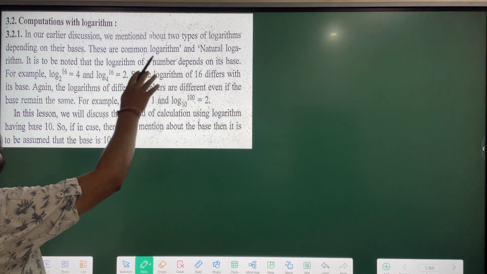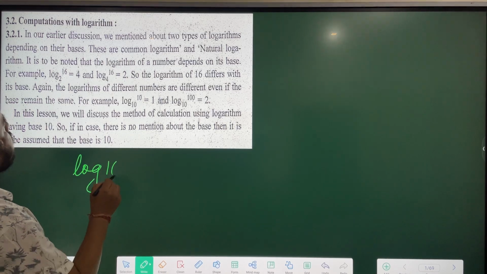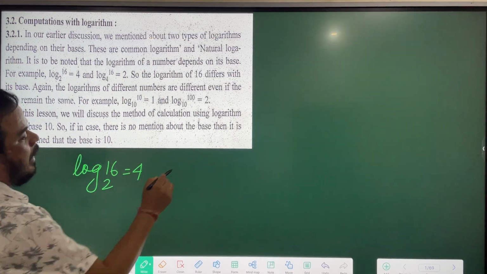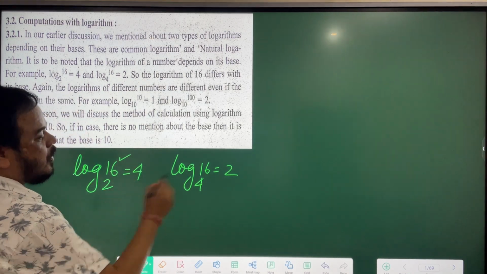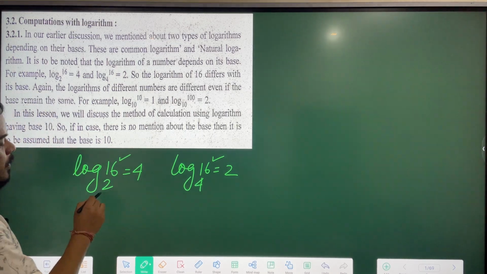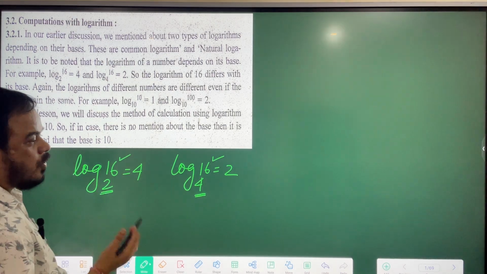In our earlier discussion, we mentioned two types of logarithms depending on their bases. These are common logarithm and natural logarithm. It is to be noted that the logarithm of a number depends on its base. For example, log 16 base 2 is equal to 4. And log 16 base 4 equals to 2. Here there is 16, here also there is 16. But the base is different. So depending on base, we will get different values.